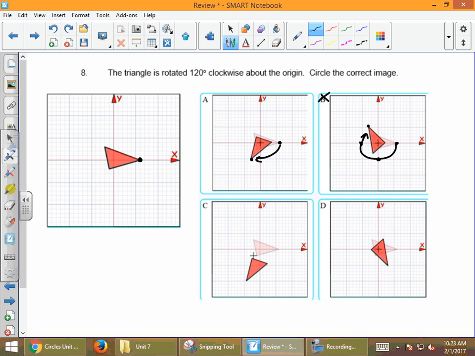All right, so he's gone. So I still got A. What about C? Look at C. Why can't it be C? What are we rotating about here? The origin. What's this rotating about? Not the origin. So is it going to be C? C is out. So now we're down to D.